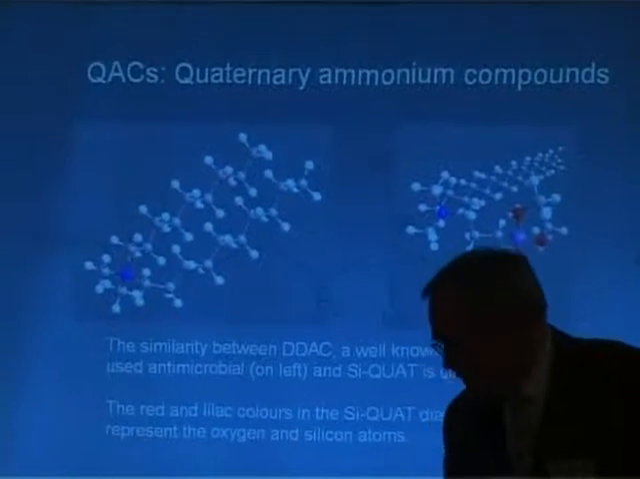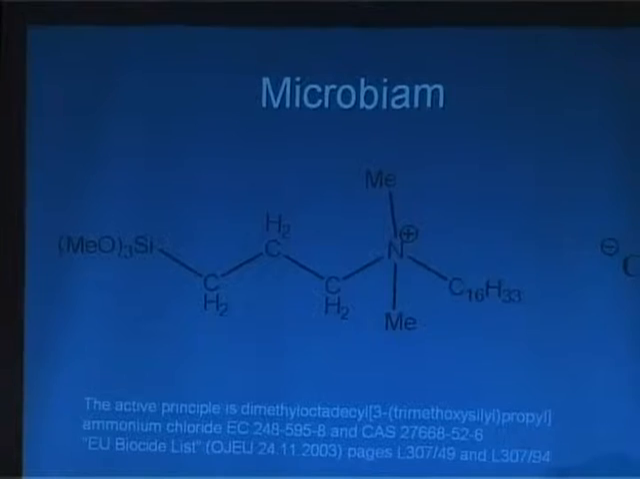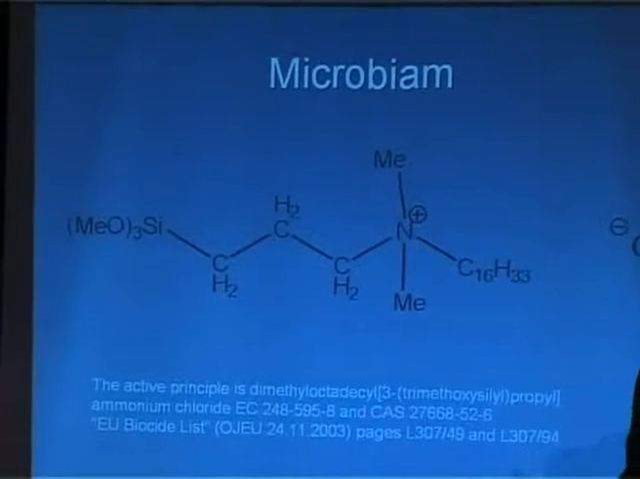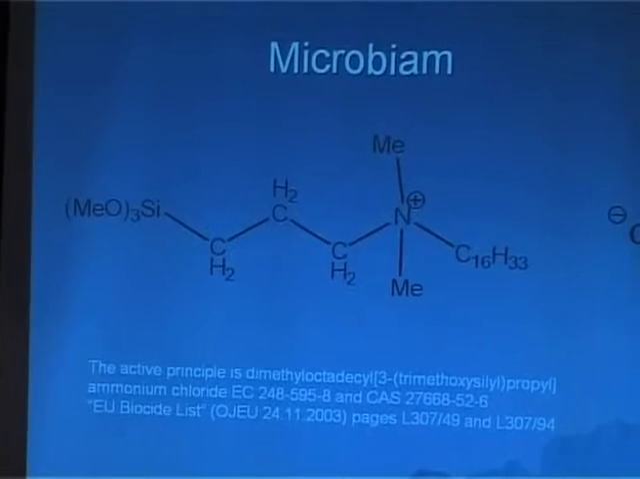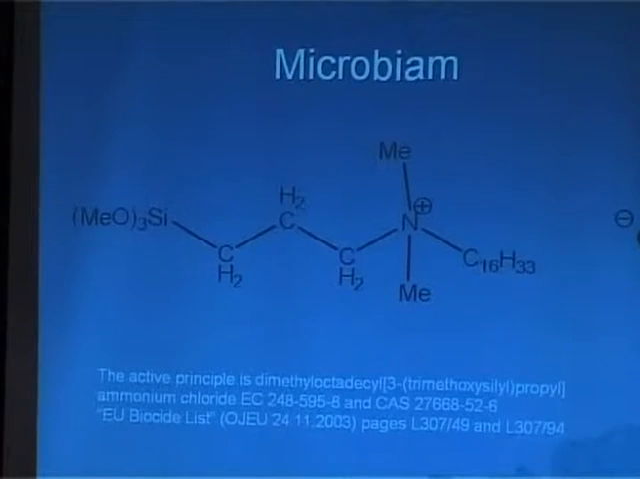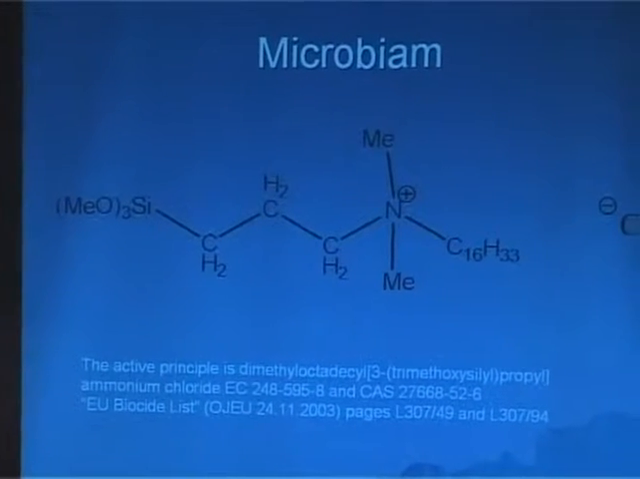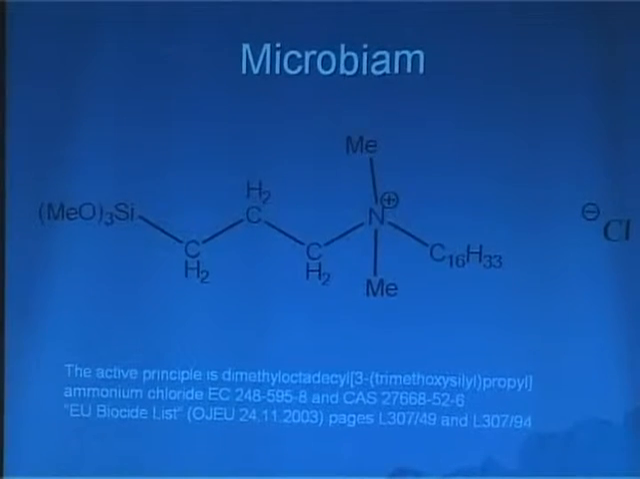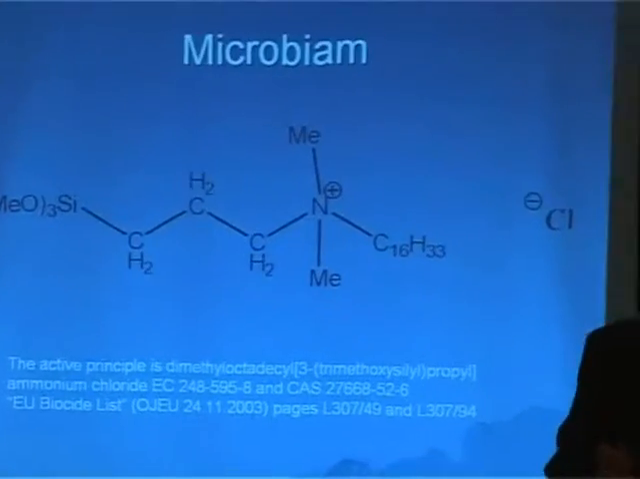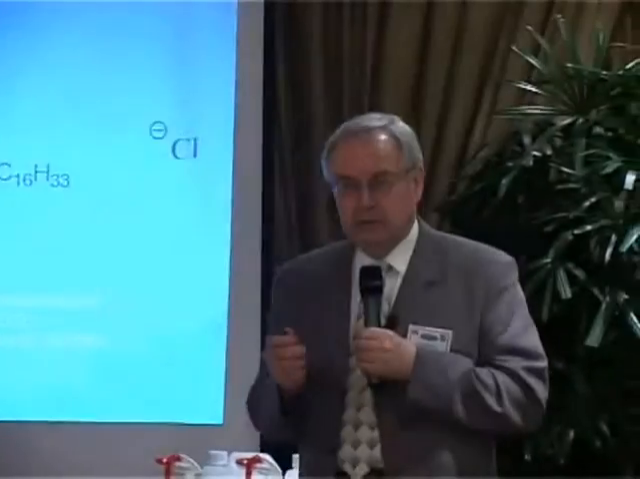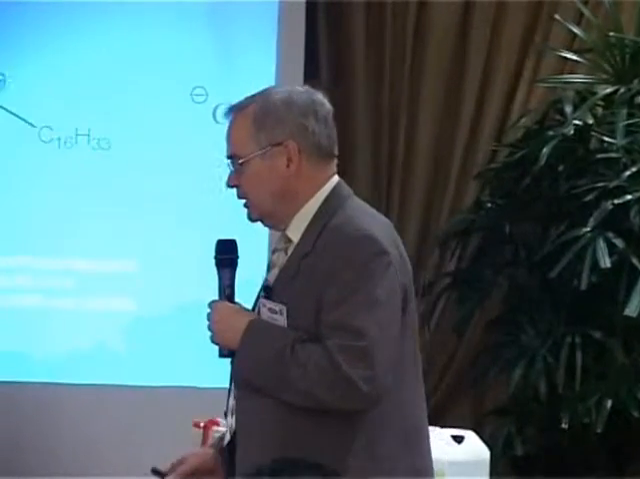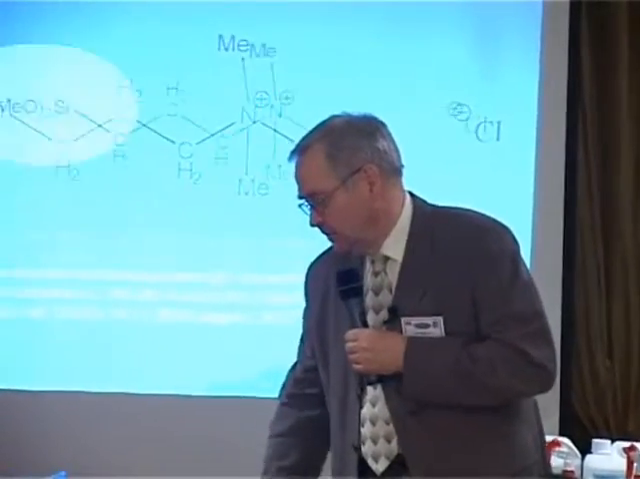So that's what's in microbiome. Here is its actual chemical structure, so if you want to write it down, that's fine. It's registered. If you do write it down, you've got to be able to write down the name and say it. It's dimethyl octadecyl 3-trimethylsilyl propyl ammonium chloride. And try saying that after a drink of red wine. This material is registered. It's registered with the EU. It's registered in the biocide list. It's also registered with the EPA as a biocide, and it is, as I say, an effective material.